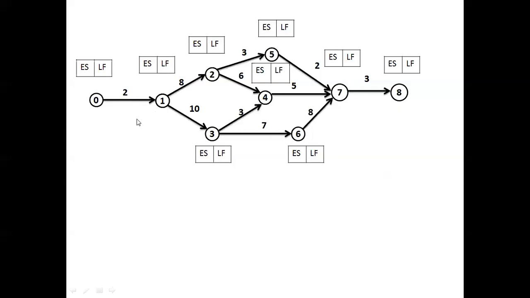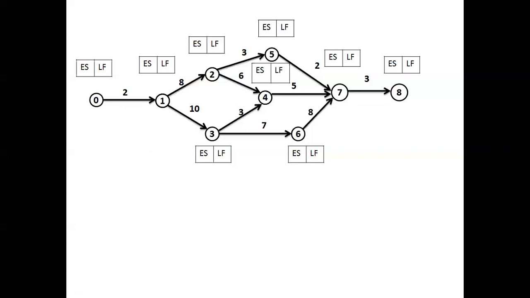So here we'll start with finding the earliest start time for all the activities. The first and foremost activity is 0 to 1. This 0 to 8 entirely indicates the project. The project starts with the event 0 and ends with the event 8. The start event always happens at the 0th period. That is the assumption made during the calculation of earliest start and latest finish time.